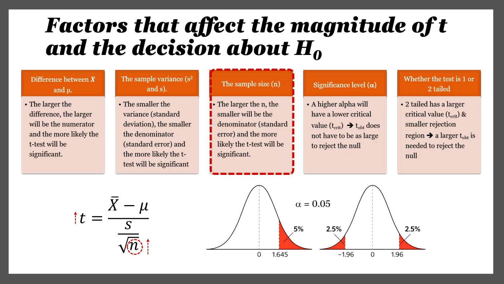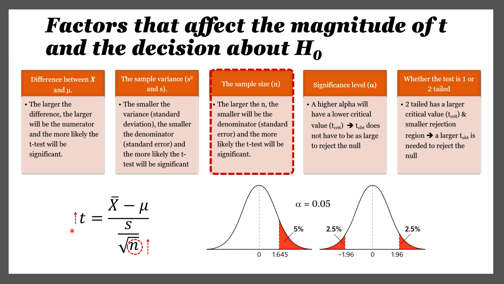Okay, so next we have n, the sample size, which is also a part of our formula for the t-statistic. And mathematically, as n goes up, the t-statistic also becomes larger. Now, conceptually, having a large sample size is always good because a larger sample size will give you a more precise, more reliable estimate of the population parameters. So larger samples are always going to be more reliable.